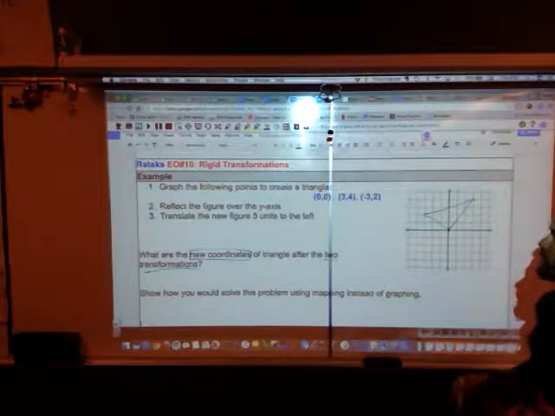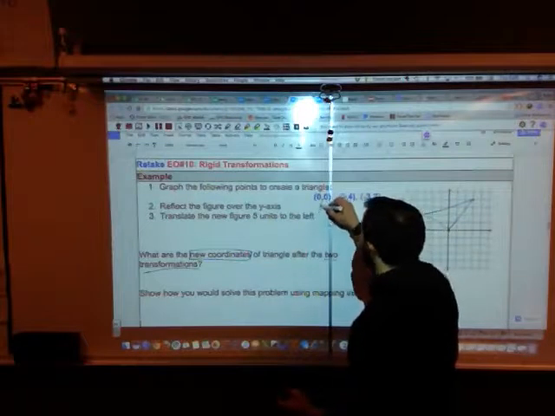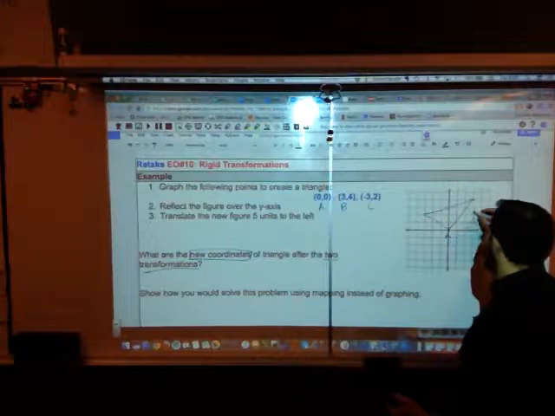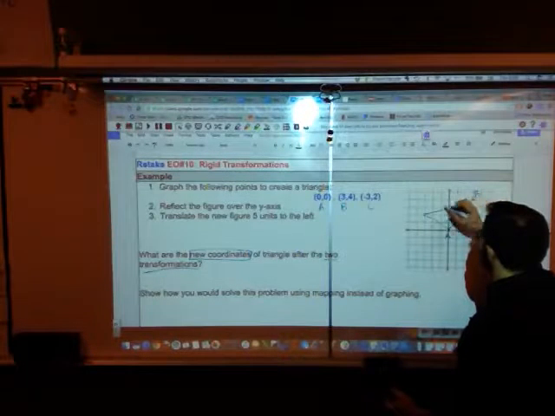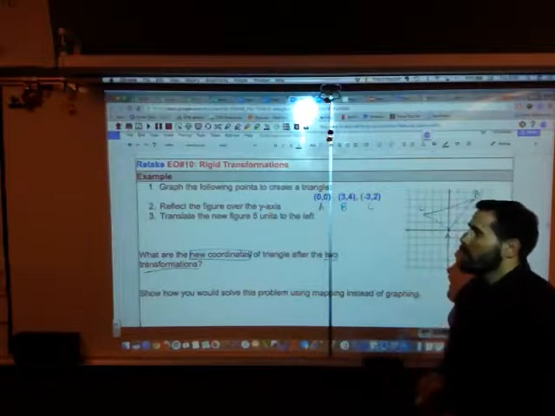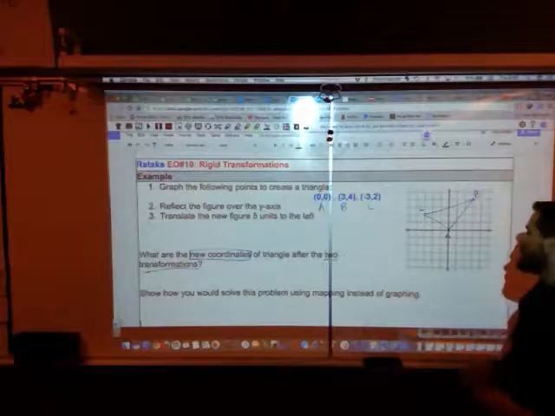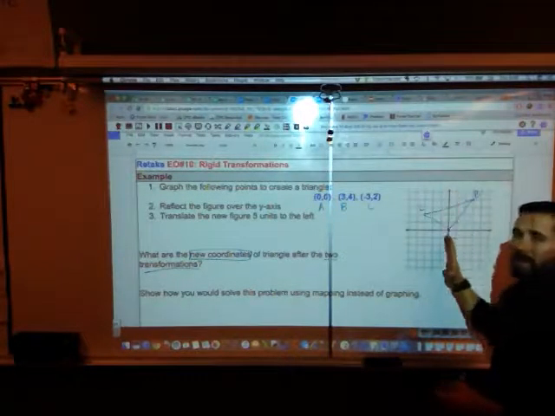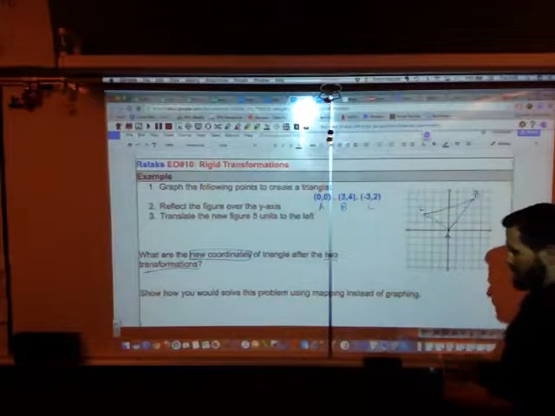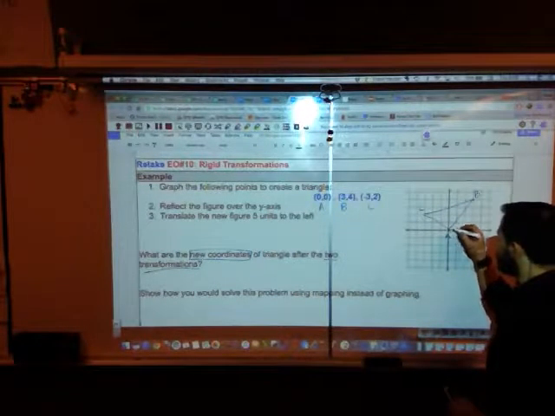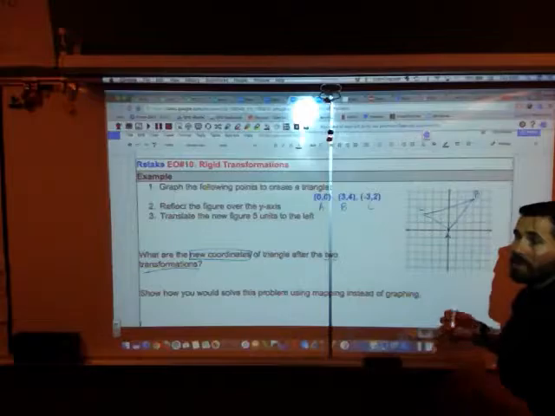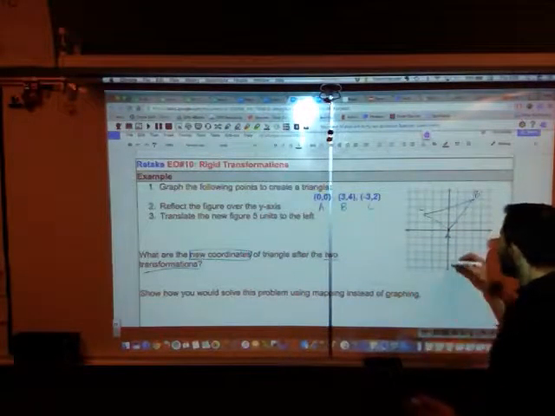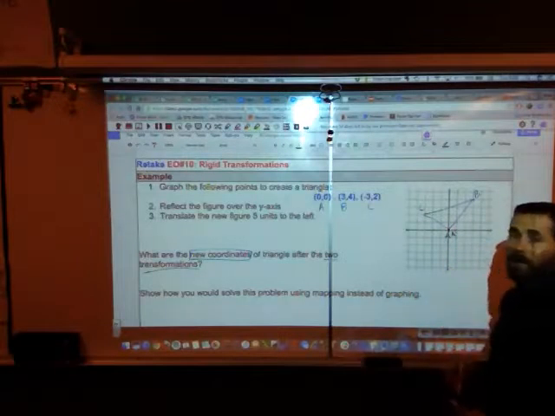That is our original triangle. I'm going to go ahead and name them A, B, and C. Reflect the figure over the y-axis. So the y-axis is the up and down axis. I have to reflect this figure. Fortunately, A is right on the origin, on the y-axis, so its reflection keeps it right where it's at. So that would be A prime as well.